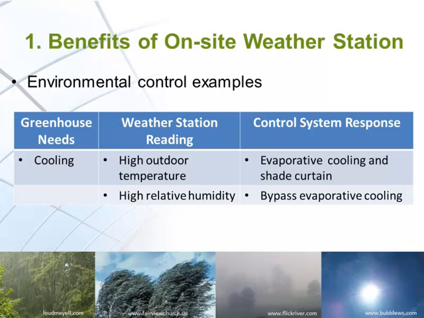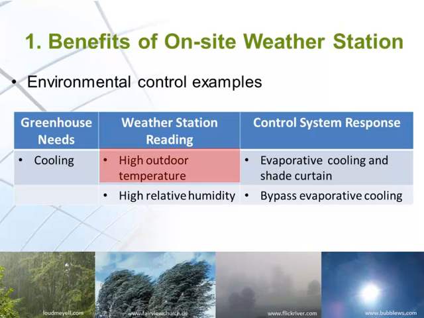Weather station provides valuable information that can be used for more effective and efficient greenhouse climate control. I will share some examples in this and the 4 following slides. The first 2 examples are related to cooling options. Among several cooling options, such as ventilation, evaporative cooling, and shade curtain application, which is the best option for a given outdoor condition?